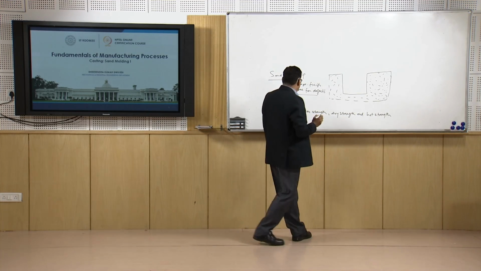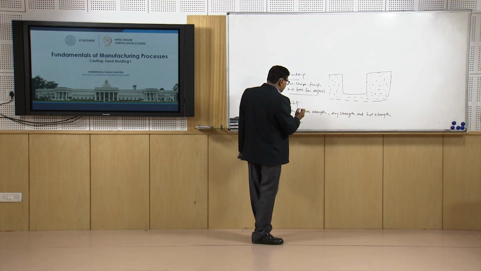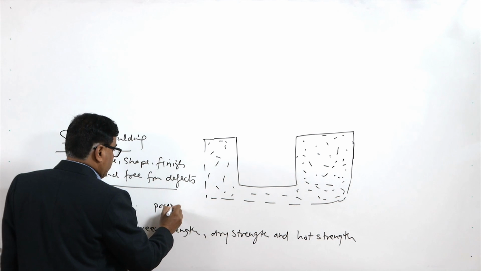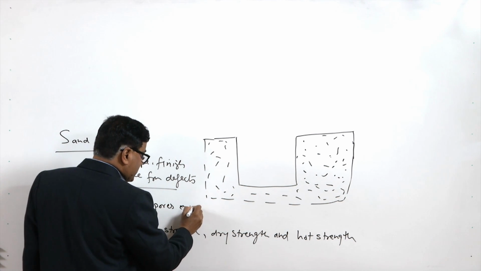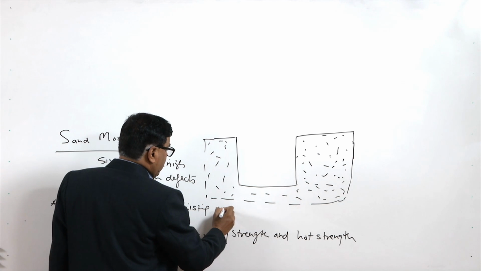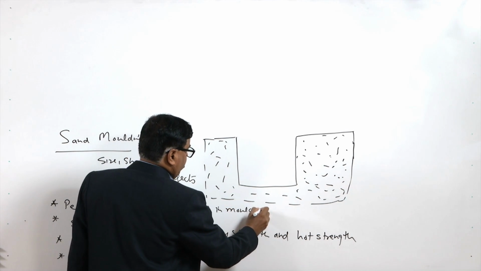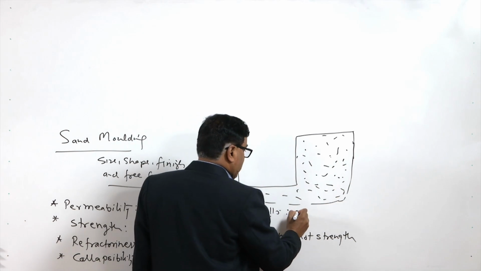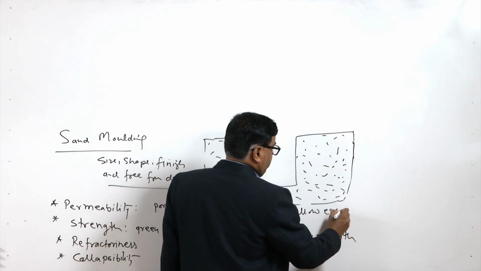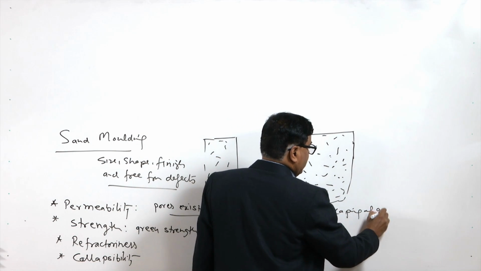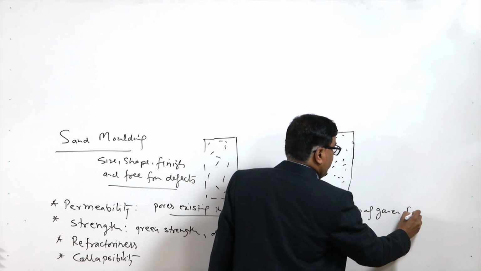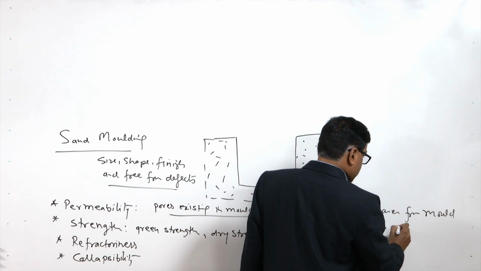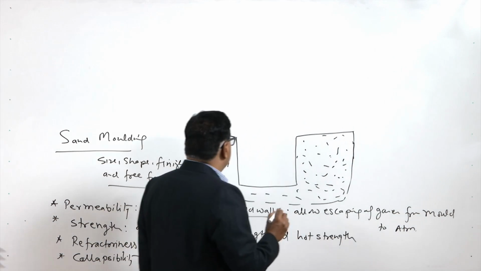We know that permeability is about the pores or voids existing in the mold walls. These pores actually allow the escaping of gases from the mold to the atmosphere.